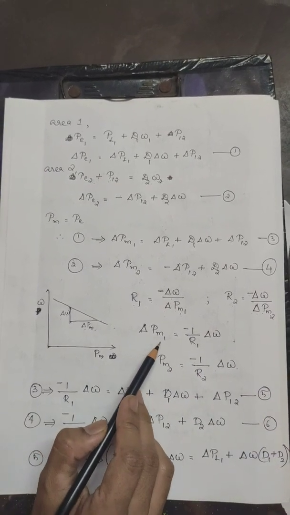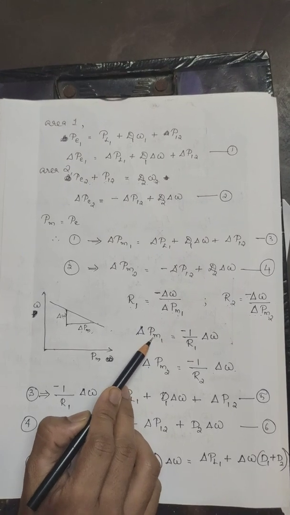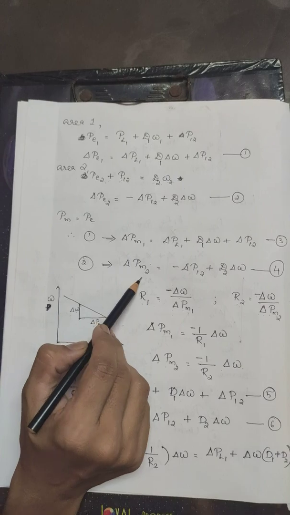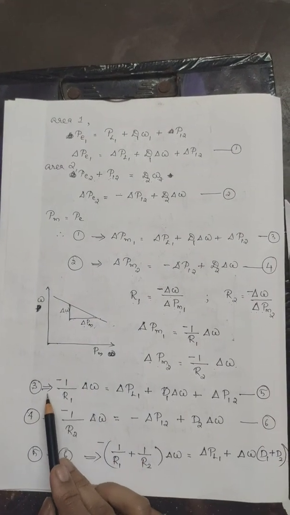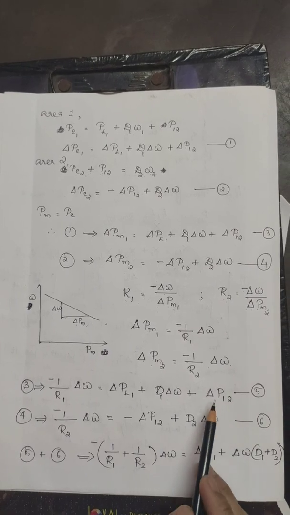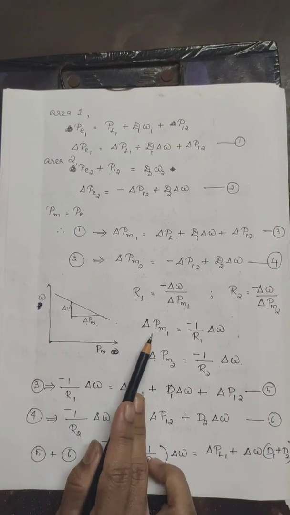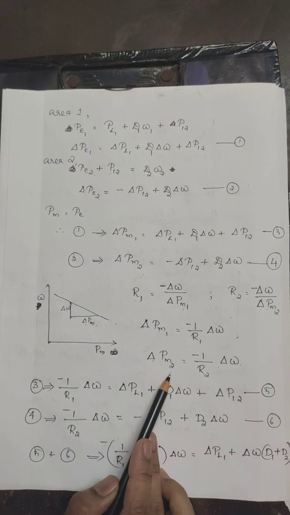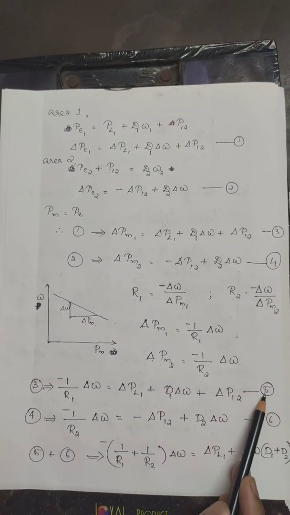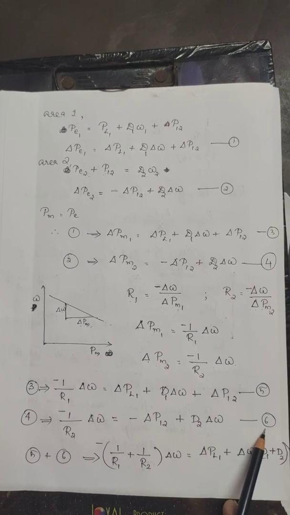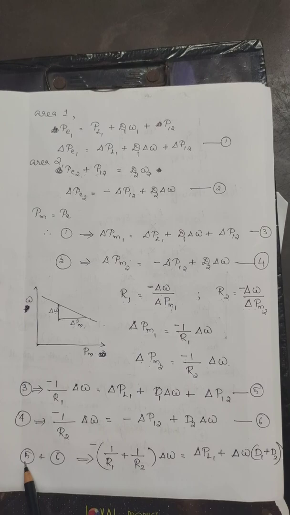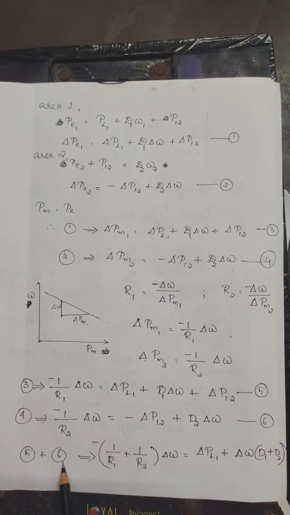Now substitute the values for delta Pm1 and delta Pm2 into equations 3 and 4. So now equations 3 and 4 will be like this, as we are substituting the values for delta Pm1 and delta Pm2. Mark the equations as equation number 5 and equation number 6. Now add equation number 5 and equation number 6.